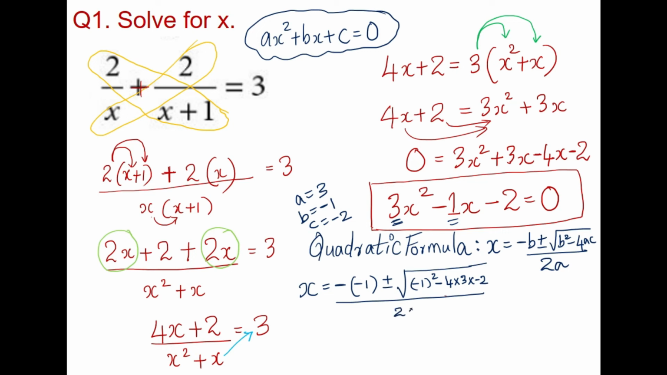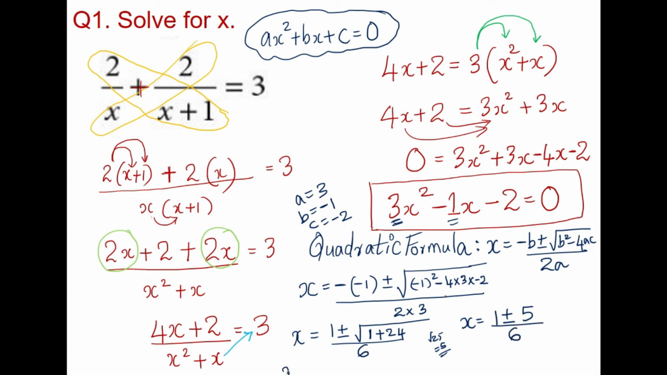Over 2 times 3. So I have x is equal to 1 plus or minus square root of, again, negative 1 squared is 1. I have minus and negative getting multiplied, so it's a plus. 4 times 3, 12, 12 times 2, 24 over 6. So I can have x equals, now square root of 1 plus 24 is square root of 25, which is a 5. So I have x equals 1 plus or minus 5 over 6.